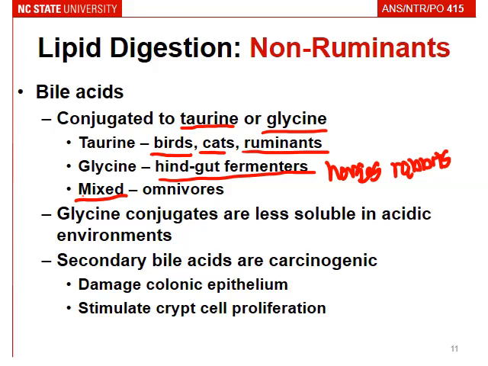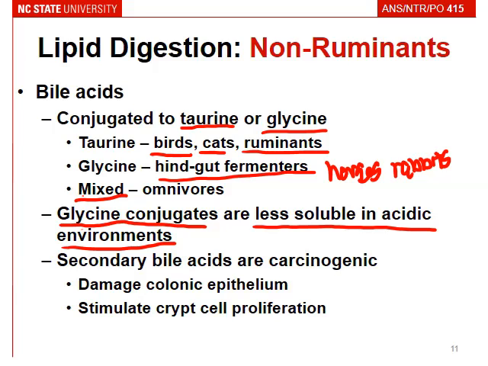So why do we have this difference? Well, glycine conjugates are less soluble in acidic environments. So that tells us that our birds, cats, and ruminants have a more acidic GI tract than our hindgut fermenters and our omnivores. So our glycine is less soluble in acidic environments. So glycine likes a higher pH.